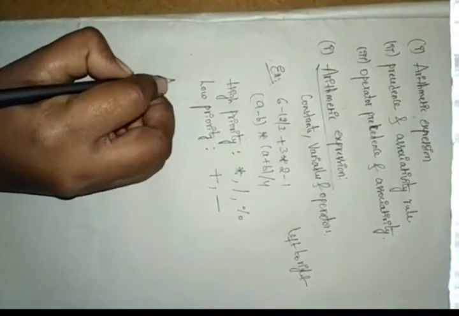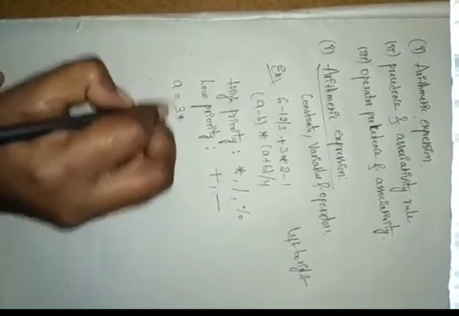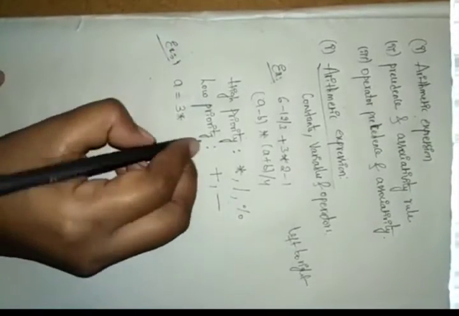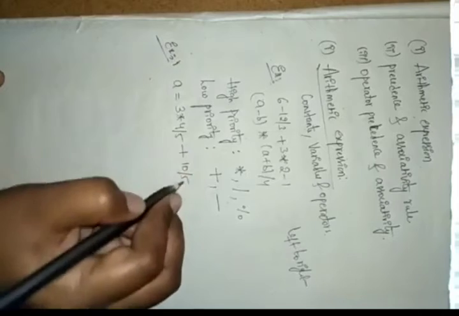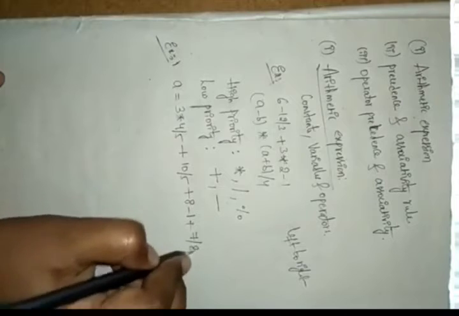So we are here, I am giving one example of how we reduce an expression into a single value. Here I am giving the example: a equals 3 * 4 / 5 + 10 / 5 + 8 - 1 + 7 / 8. Here I am giving the value like this: a = 3 * 4 / 5 + 10 / 5 + 8 - 1 + 7 / 8.